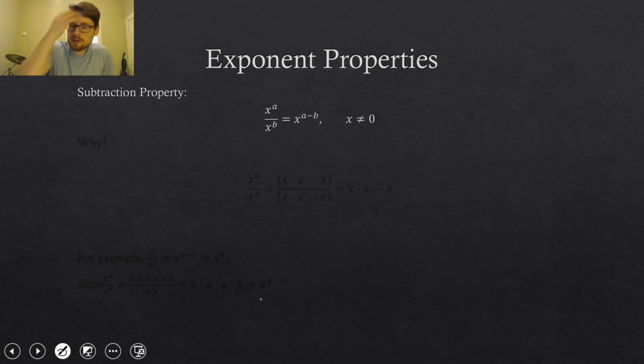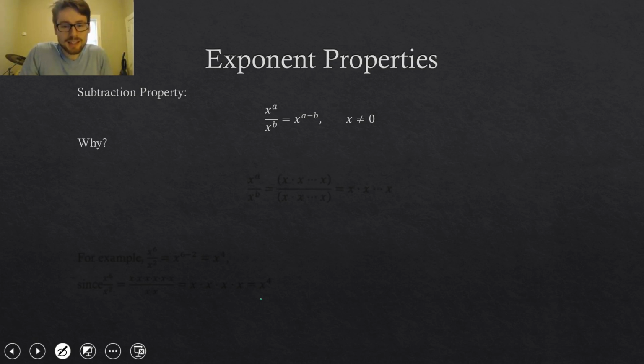Okay, the subtraction property. This is our next one. X to the a over x to the b is equal to x to the a minus b, so long as the base x is not 0. This is so that the denominator is not 0. What is 0 over 0 anyway, right? We found out that that can mean a whole lot of things. Okay, so x to the a over x to the b equals x to the a minus b.